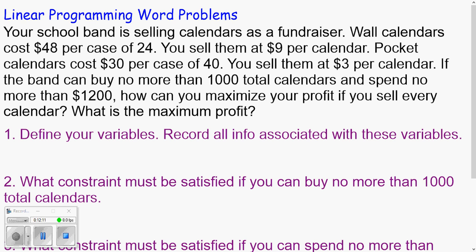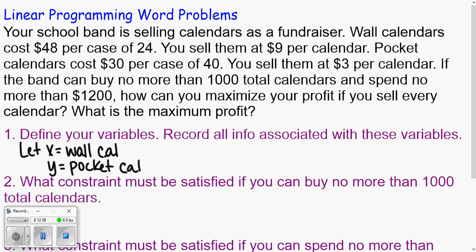So, first thing I would do is define your variables. Decide whether you want one thing to be x or one thing to be y. In this case, it honestly doesn't matter, so I'm just going to do them in order. I'm going to let x equal my wall calendars, which means y equals pocket calendars. Now I'm going to record all of the info.